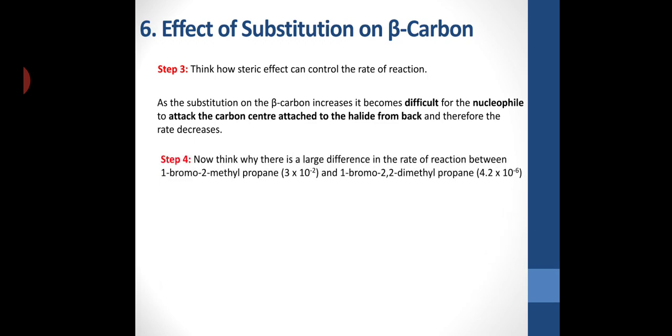Step 4. But why do you think there is a large difference in the reaction rate of 1-bromo-2-methyl propane, whose reaction rate is of the order of 10 to the power minus 2, and 1-bromo-2,2-dimethyl propane, whose reaction rate is of the order of 10 to the power minus 6? Look at the figure below.